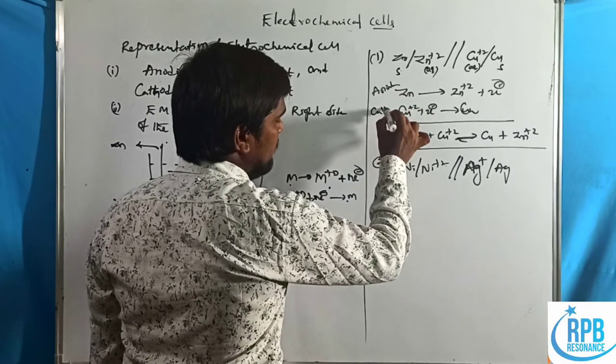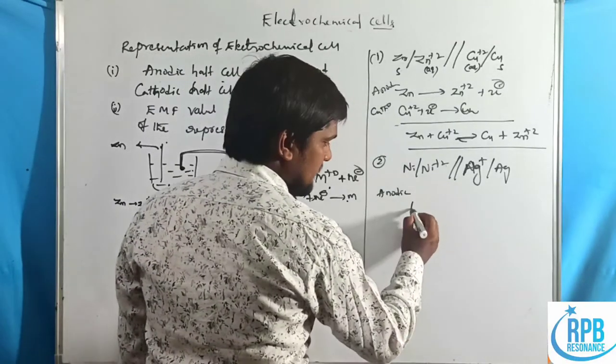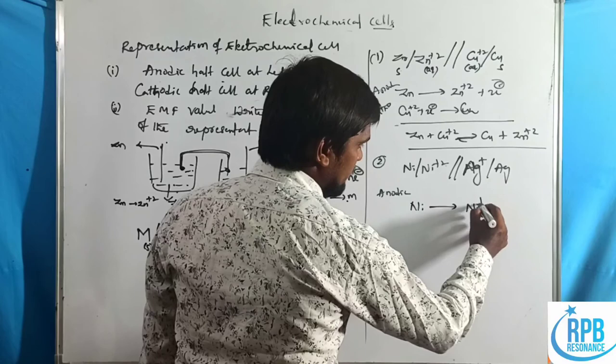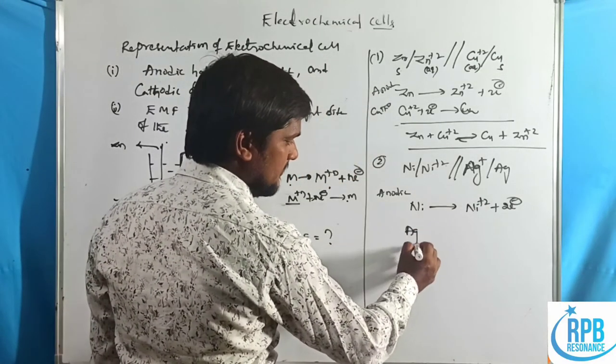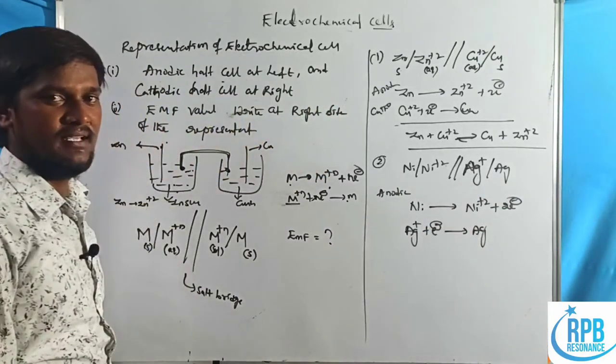Here it is, the cathodic half cell. Okay, now let us write the anodic half cell reaction. Anodic half cell means nickel loses electrons and forms nickel plus 2, losing 2 electrons. Again, the silver cation gains an electron and forms silver metal.